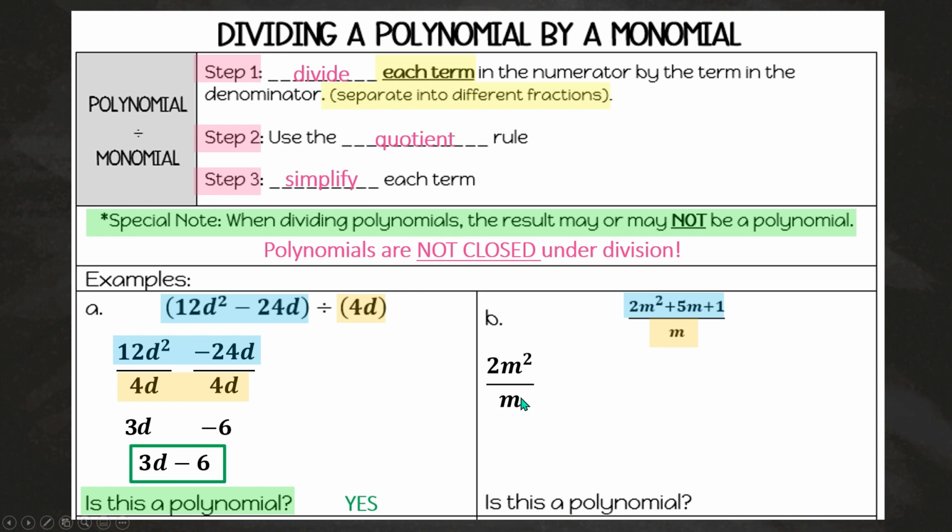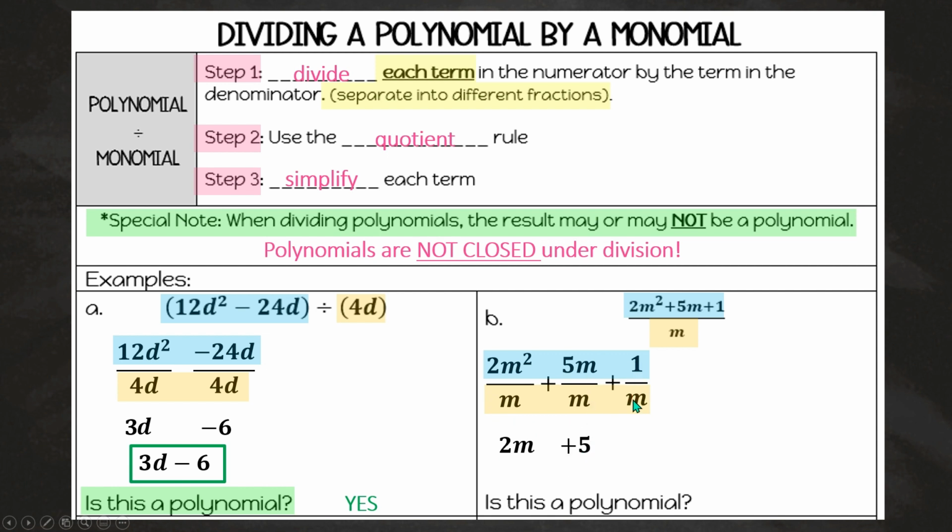So 2m squared over m plus 5m over m plus 1 over m. And all I did was use the same symbols that were here, and I wrote it between the fractions. 2m squared divided by m, well, m squared divided by m, I'm going to get m, so I end up with 2m. 5m divided by m, those m's will cancel out, so I just get 5.